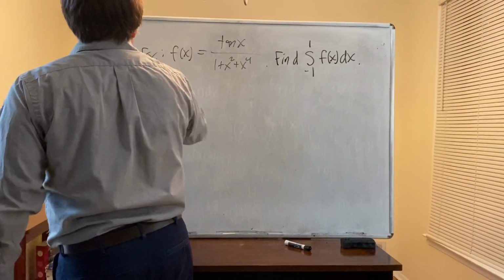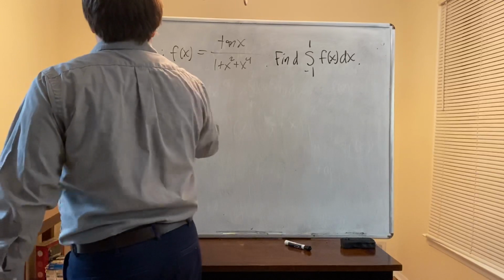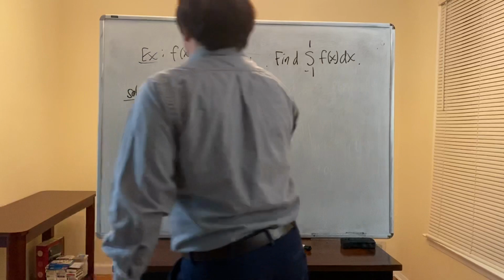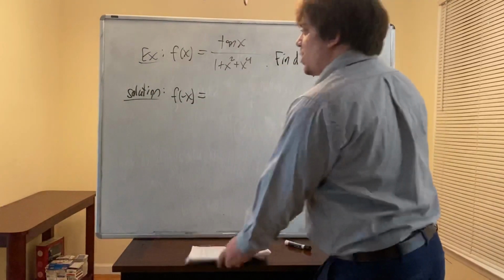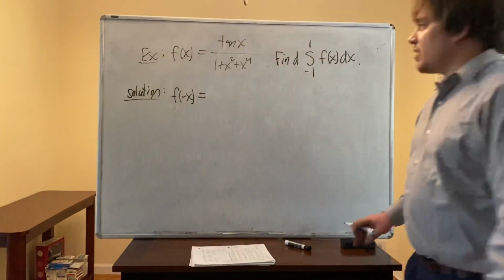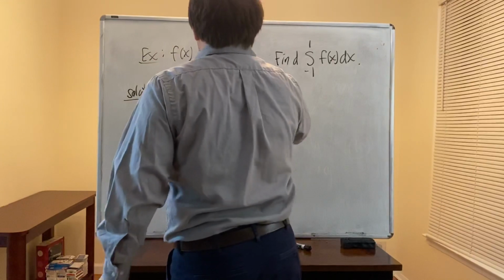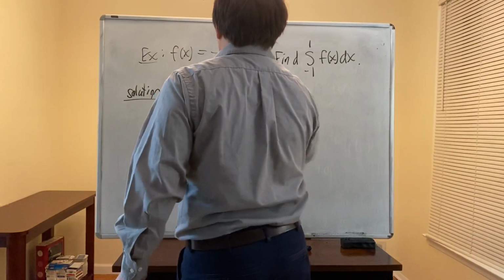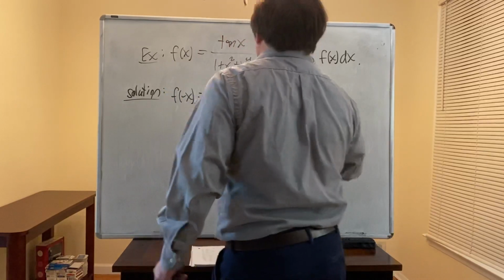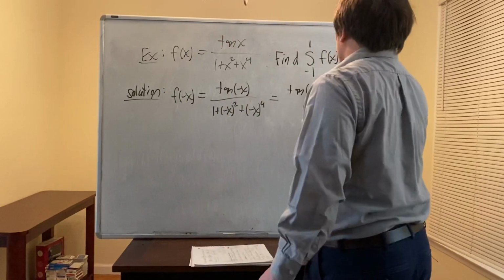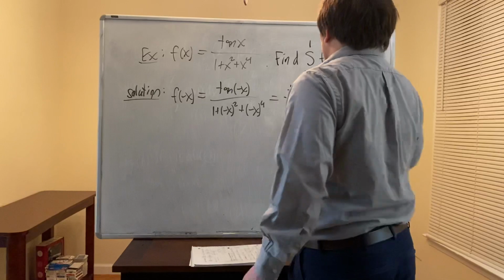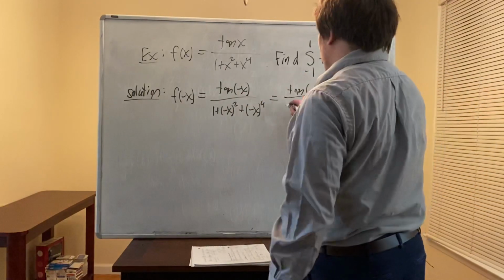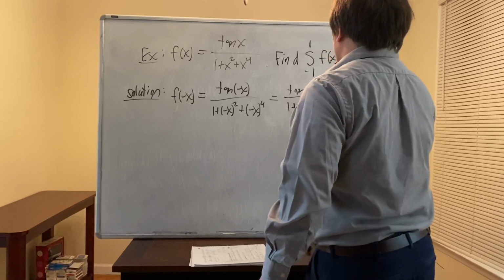So solution. If you're going to show it's even or odd, find f of negative x and see what you get. This is tan of negative x divided by 1 plus negative x squared plus negative x to the 4th. I'm just going to do this one step at a time. Tan of negative x over, well, negative x squared and negative x to the 4th are x squared and x to the 4th. So that's 1 plus x squared plus x to the 4th.